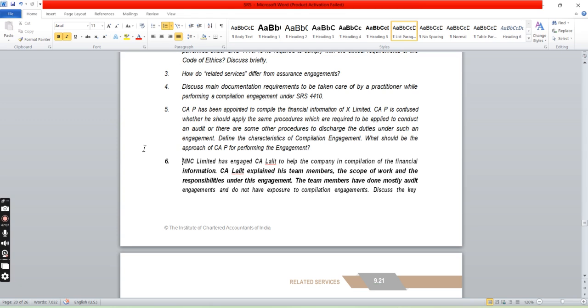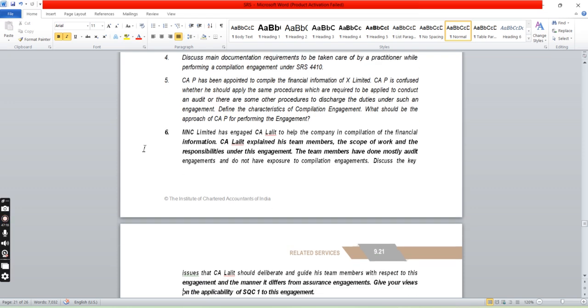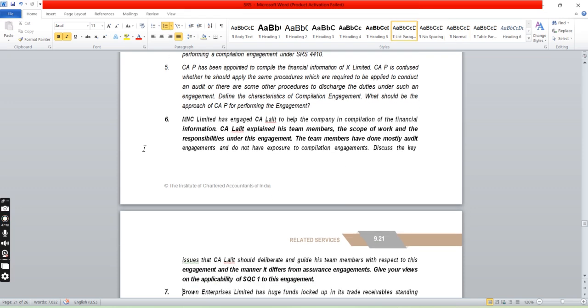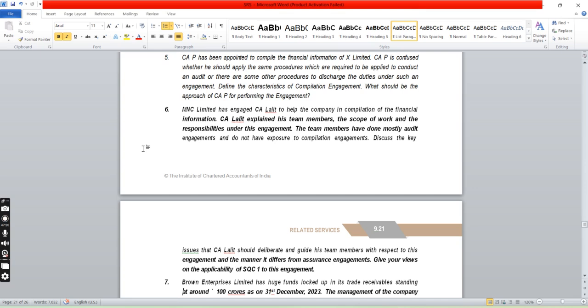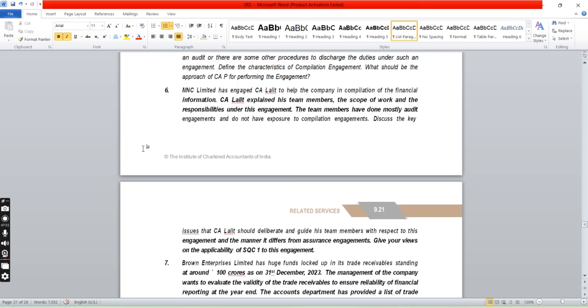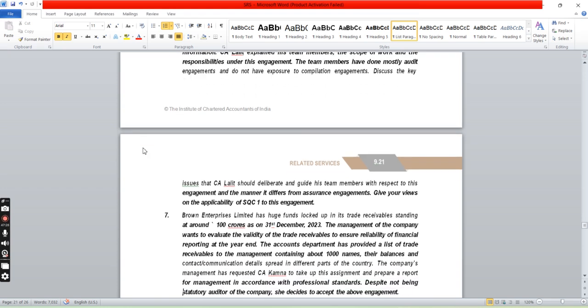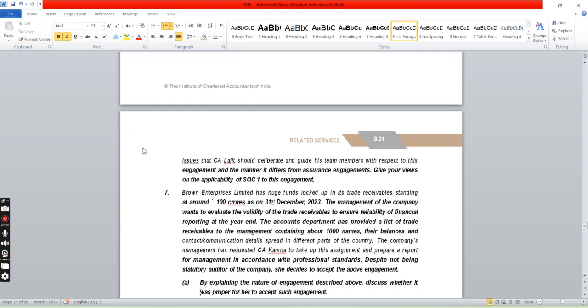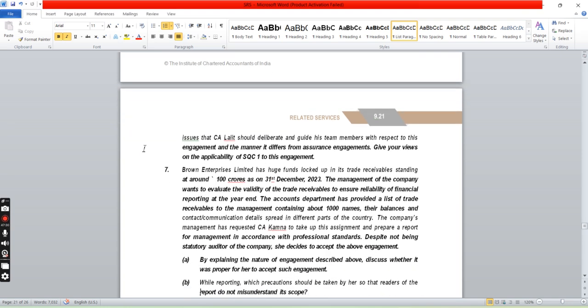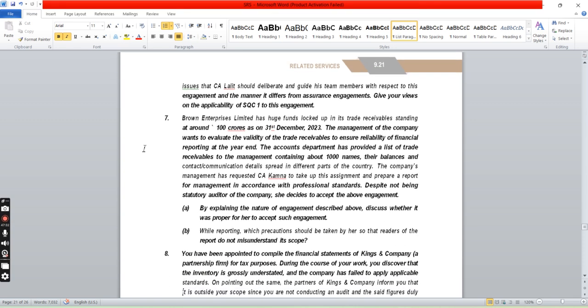MNC Limited has engaged CA Lalit to help the company in compilation of financial information. CA Lalit explained to his team members what will be the scope and responsibility under this engagement. The team members have done mostly audit engagements and do not have exposure to compilation engagements. Discuss the key issues that CA Lalit should deliberate and guide his team members with respect to the engagement, and the manner in which it differs from an assurance engagement. Give your views on the applicability of SQC 1 to this engagement.